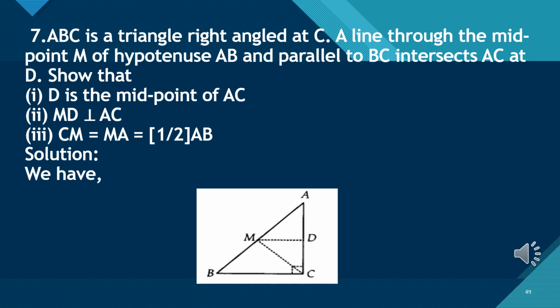In triangle ABC, P is the midpoint of AB and Q is the midpoint of BC. PQ equals half AC and PQ is parallel to AC. Equation number 2. From 1 and 2, we get PQ equals half of AC and PQ equals SR. PQ is parallel to AC, AC is parallel to SR, so PQ is parallel to SR.